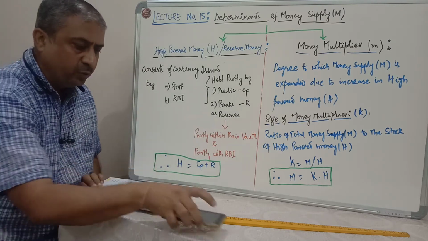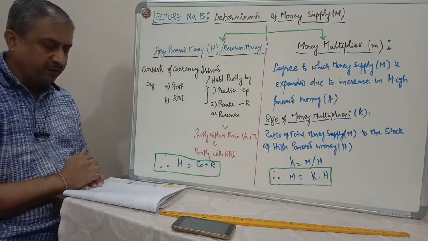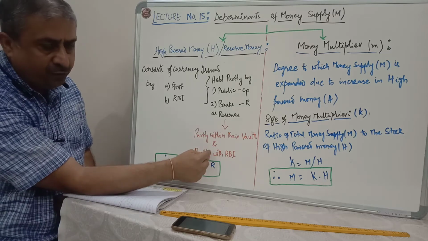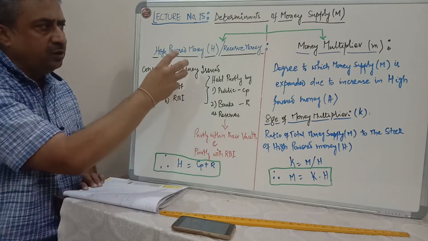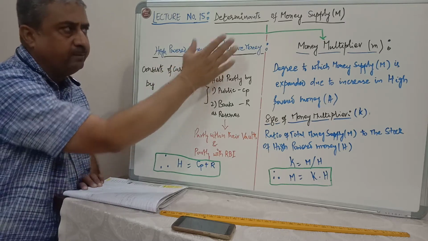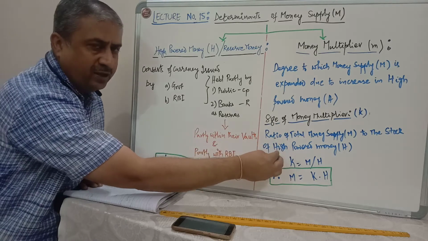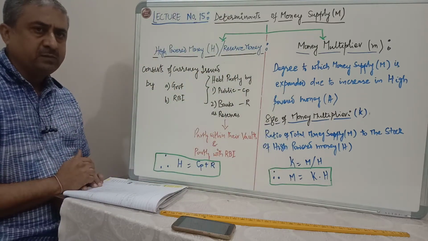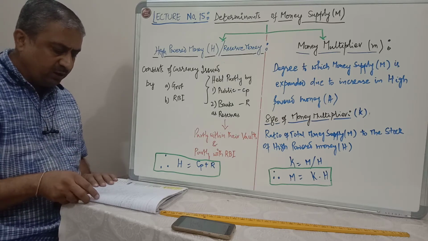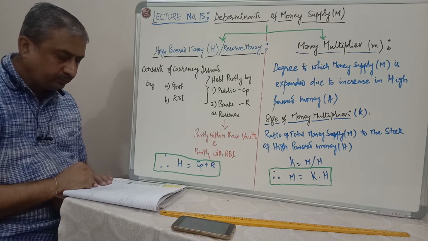So simply put, these are the determinants of money supply. If this R falls, money is going to be supplied in large quantities. If this reserve money increases, money supply is also going to increase. If the size of the money multiplier decreases, money is going to be supplied back into the system. Simply put, these are the determinants of money supply.